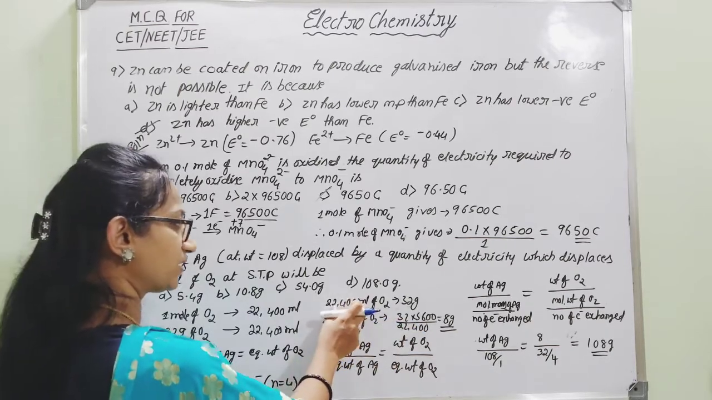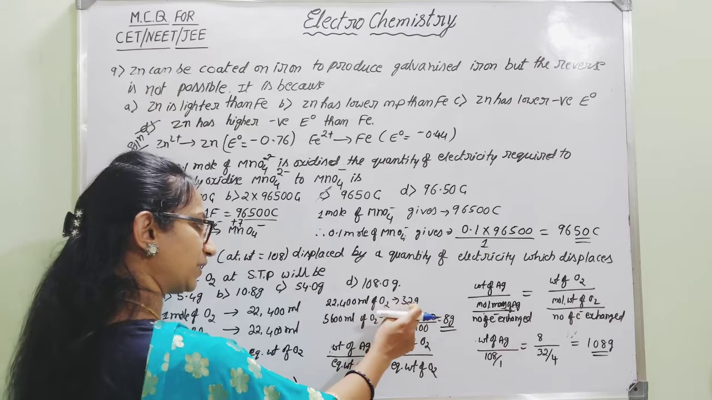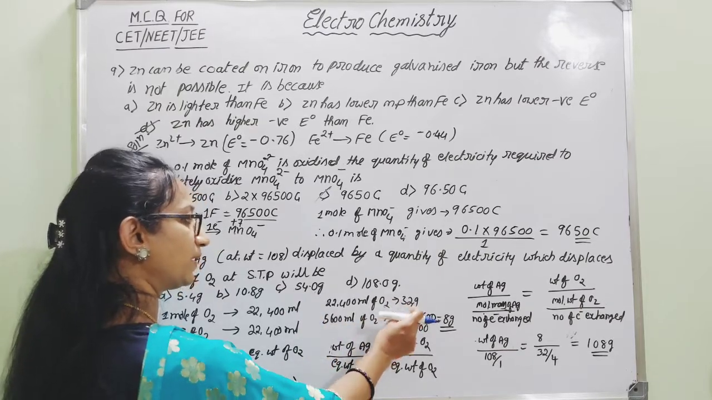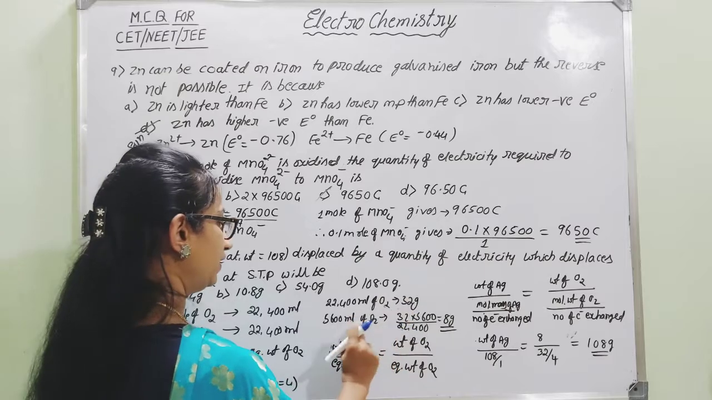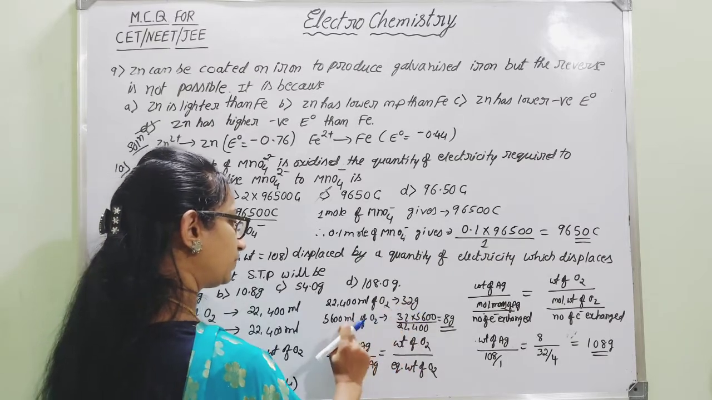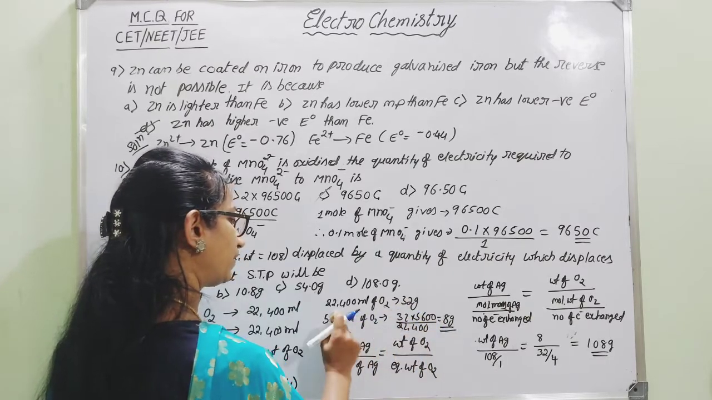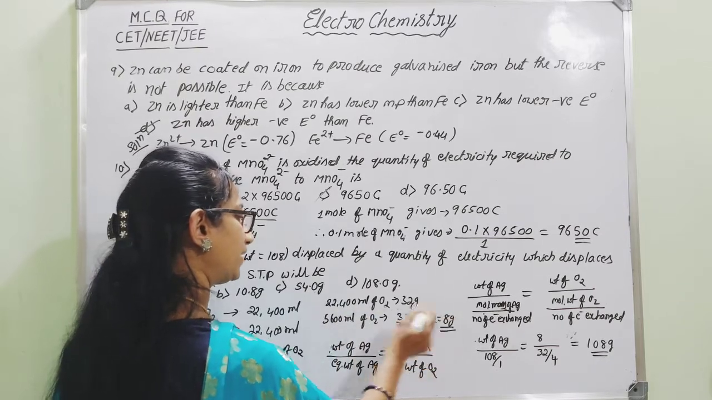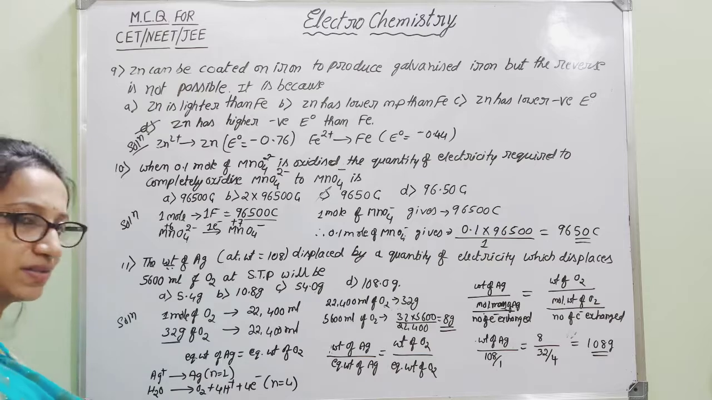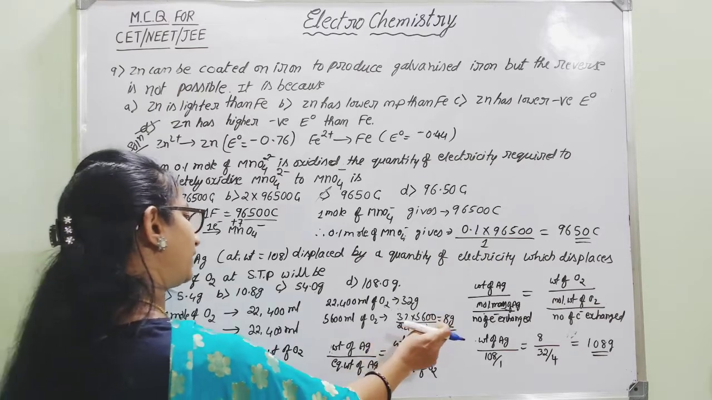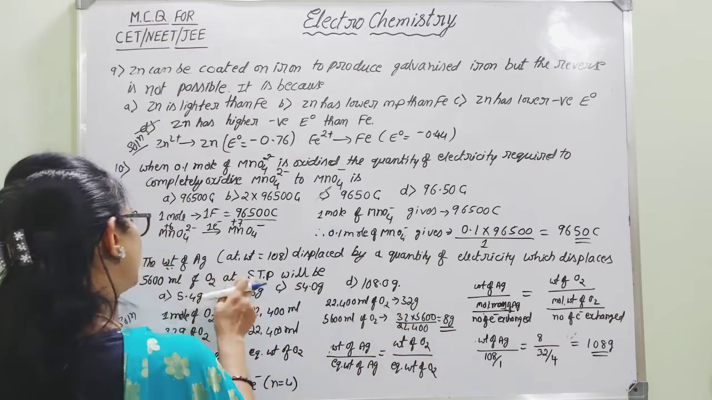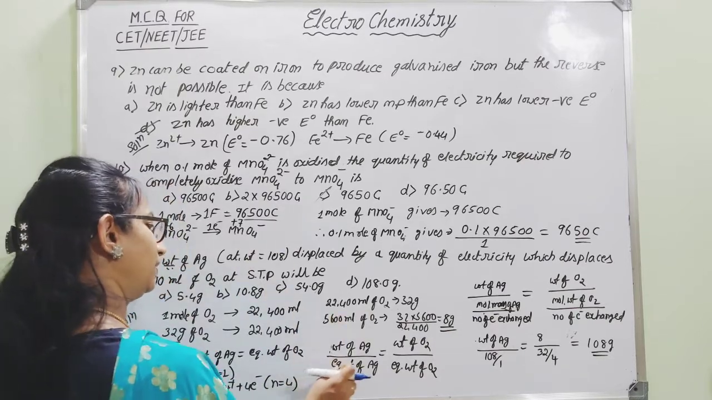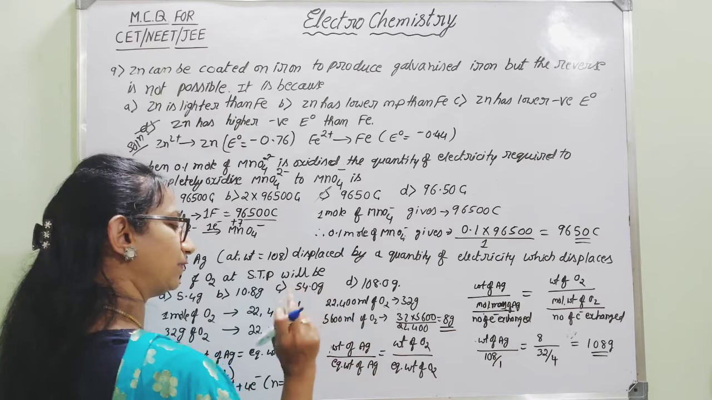So 22,400 ml of oxygen corresponds to 32 gram, but 5,600 ml of oxygen corresponds to how many grams? Cross multiply: 32 into 5,600 divided by 22,400. If you simplify this, you will get 8 gram. So how many grams of oxygen did we get? 8 gram. So 8 gram of oxygen corresponds to 5,600 ml, that is now known. Next, we have to compare that with the silver.